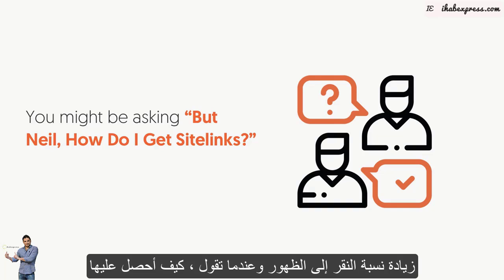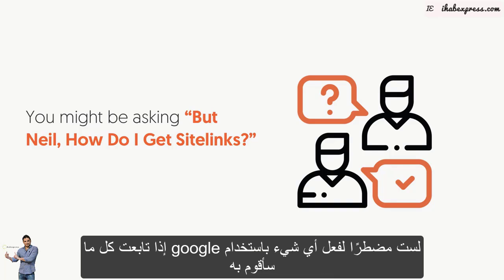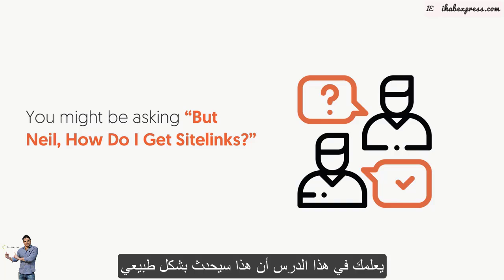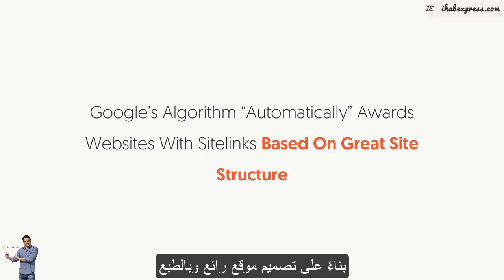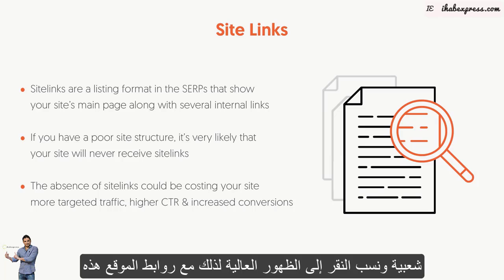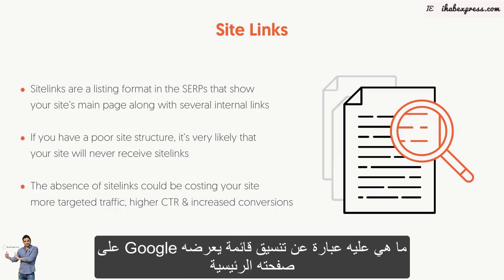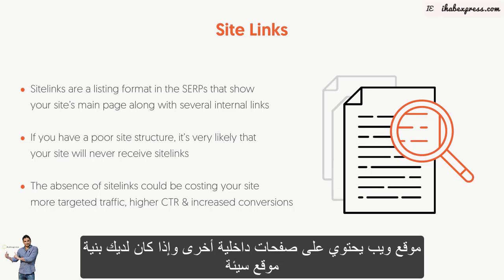And when you ask, how do I get these site links? Well, site structure and popularity, but you don't have to do anything with Google. If you follow everything I'm going to teach you in this lesson, it'll naturally happen. Google automatically rewards websites with site links based on great site architecture and, of course, popularity and high click-through rates. Site links are a listing format that Google shows on their main page along with several other links. They'll show your main listing from your website with other internal pages.